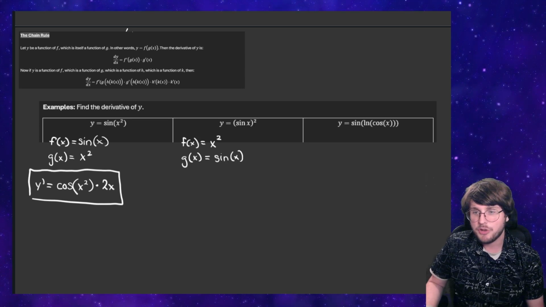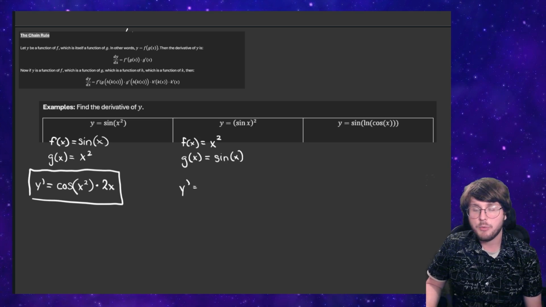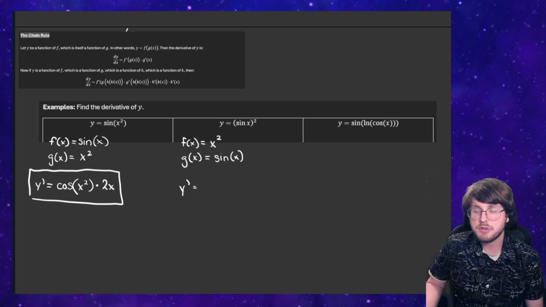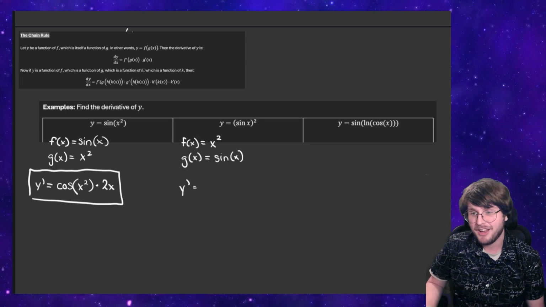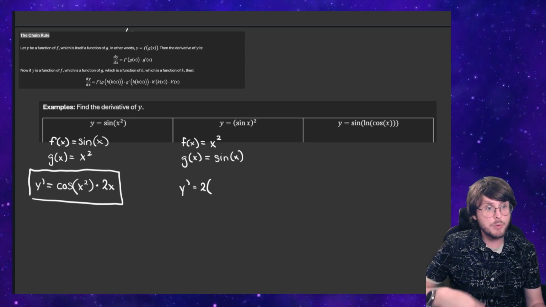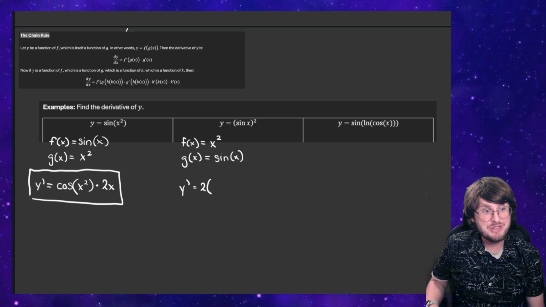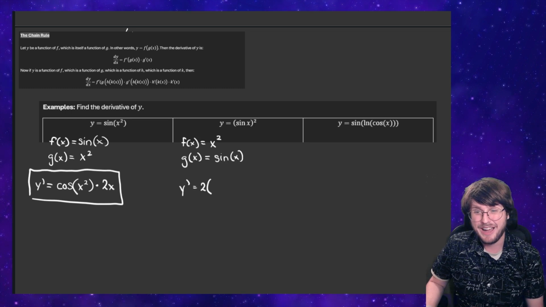All right, so now let's take the derivative of this one, see how things change. In this case, we're going to need to take the derivative of x squared first. The derivative of x squared is 2x. So it's going to be 2 times, and then embedded within 2x is our g of x function. So it'll be 2 times sine of x for this first part.